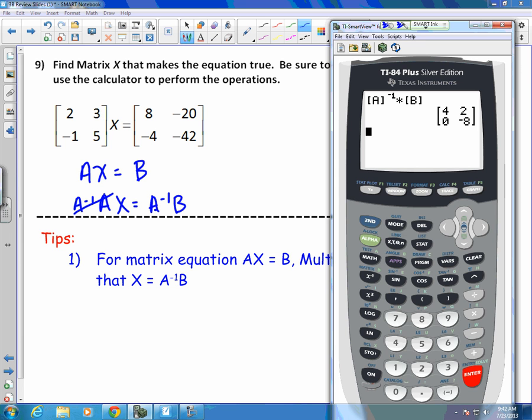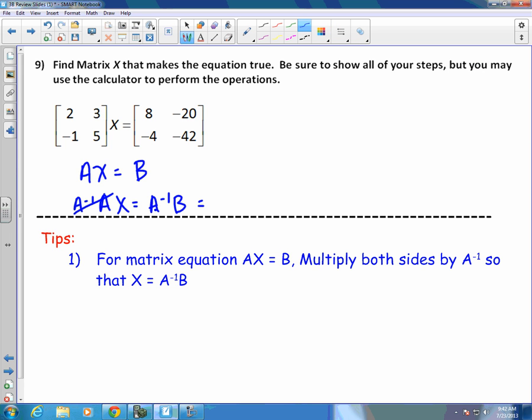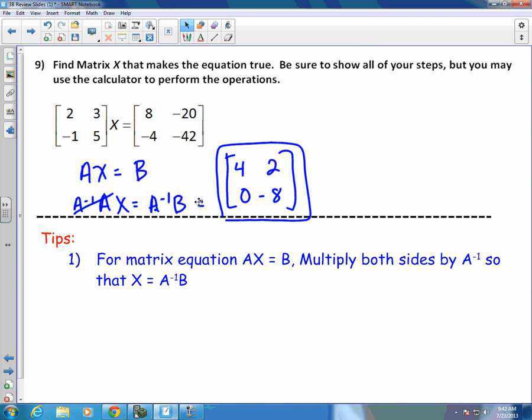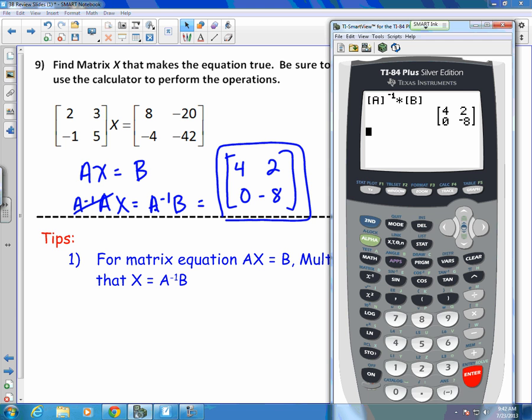So what you see here is that X equals the matrix 4, 2, 0, negative 8. And what that tells me is that if I take matrix 2, 3, negative 1, 5 times that matrix, I should get 8, negative 20, negative 4. So there's a real easy way to check this. If I go here and I take matrix A times that result right there, okay? So matrix, I'm going to say it's second answer. And if you see that, it should give you the result matrix. And that it is in fact true.